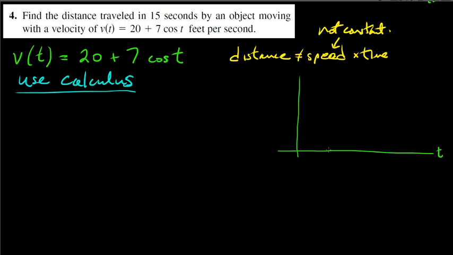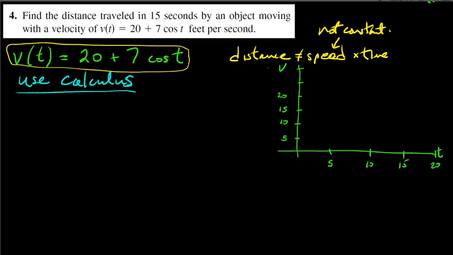So this is t. Again, we'll have 5 seconds, 10 seconds, 15 seconds, and so on. And we could do the same thing here. So 5, 10, 15, 20, 25, and 30. So this is going to be the speed, v. And so on. So how do we graph this function here? Well, notice that it's just a cosine function. Cosine just goes back and forth like this. That's the usual sine and cosine wave.